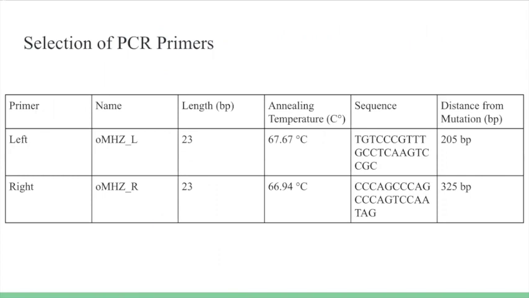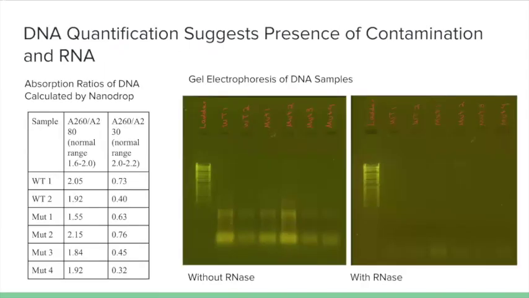The conformity of our primers to the target values for length, annealing temperature, and distance from mutation indicate that the primers should work well. When the DNA samples were quantified with the nanodrop, they had some irregular absorption values. A lower absorption value can indicate contamination that can impact the experiment.